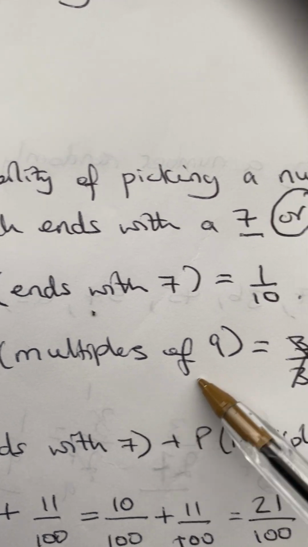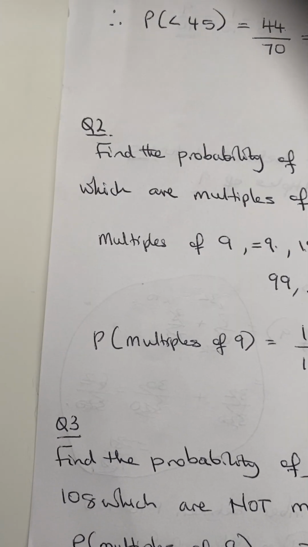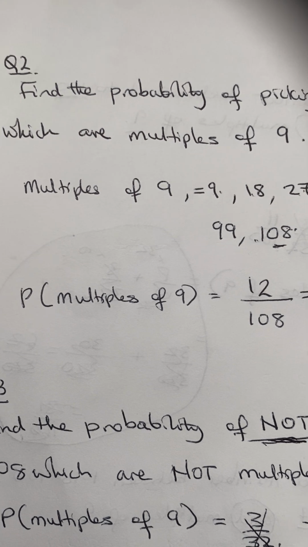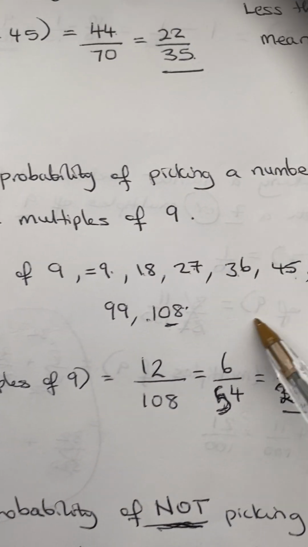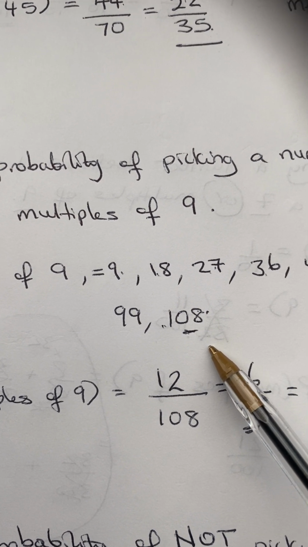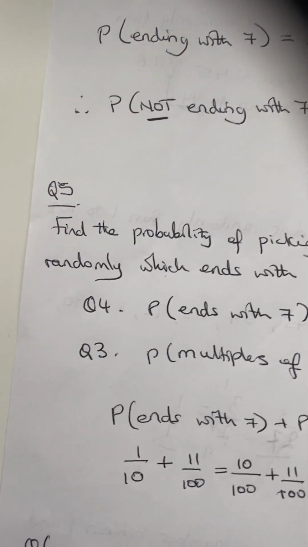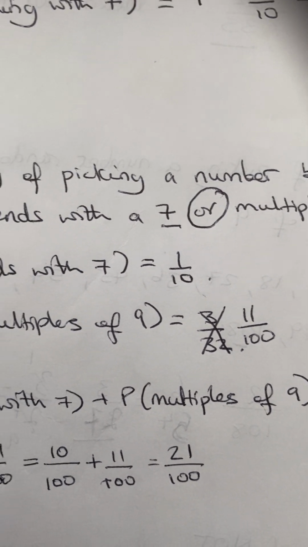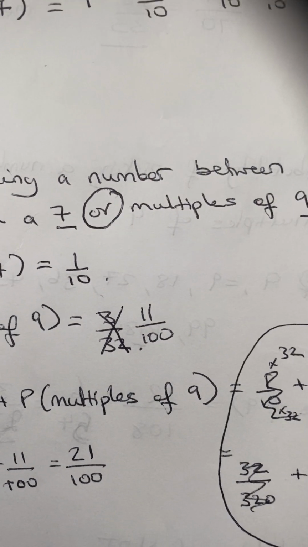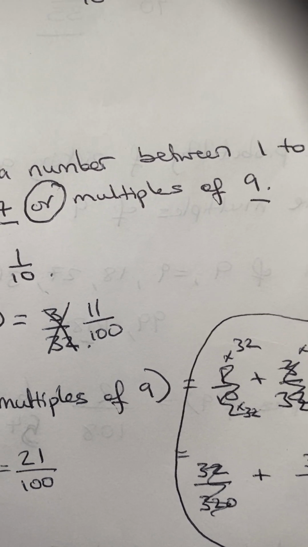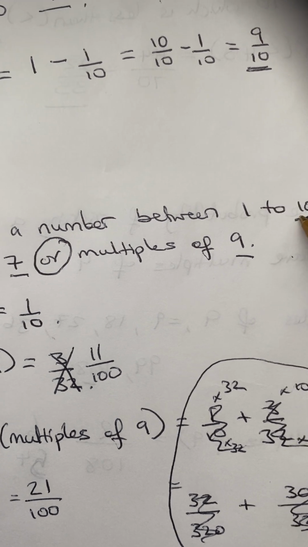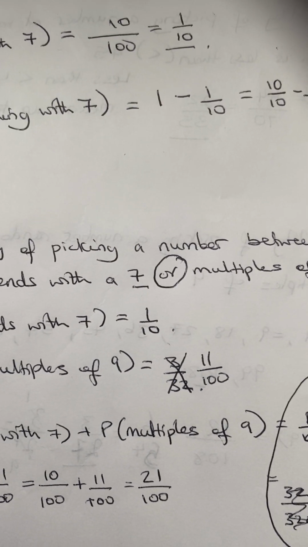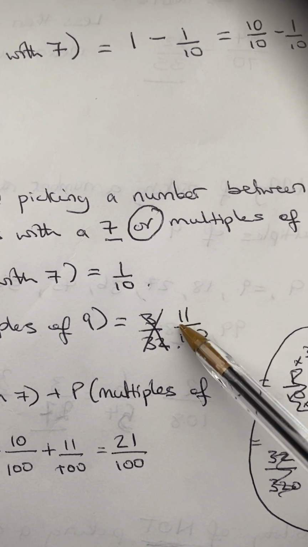Now, what are the multiples of 9? We did them here, and we saw that it's 1 out of 9. But in this question, it's between 1 and 108. Okay, here we want up to 100, just 100. So because of that, the multiples will reduce by 1, because 108 would not be included in 1 to 100. So our multiples will end at 99. So that means we have 11 instead of 12 now.